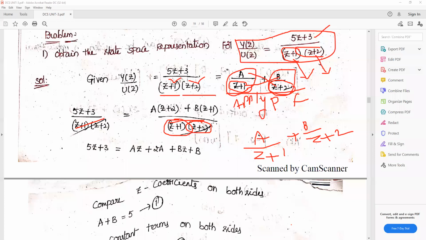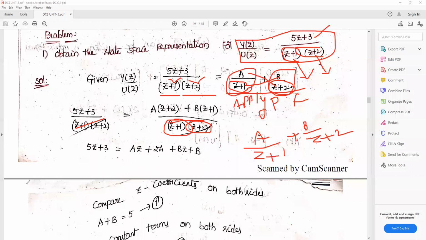So substitute z is equal to minus 1. With z equal to minus 1, the b term is completely 0. A into minus 1 plus 2 is 1, so a is equal to minus 5 plus 3. A is equal to minus 2.